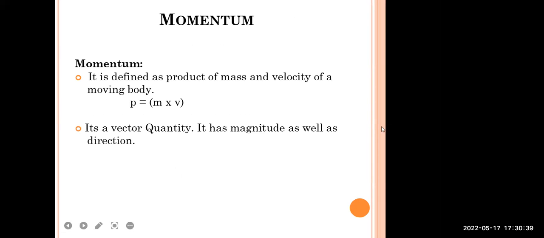Next term we have seen is momentum. Momentum is nothing but what? Mass into velocity. It's called momentum. It's a vector quantity. SI unit of momentum will be what? Mass is measured in kg. Velocity is measured in meter per second. So kg meter per second will be your unit.